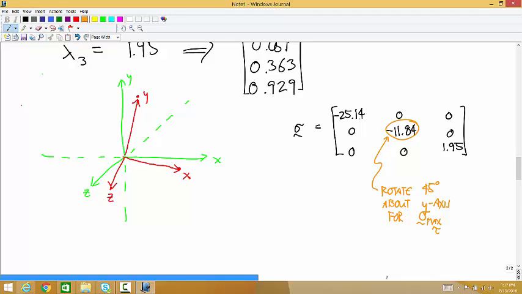So yes, you find the middle of the three eigenvalues. Sometimes if they're all negative, then the middle one's going to be negative, but you just find the middle of those three and then rotate 45 degrees around that axis. So the middle one is negative 11.84. That corresponds to what we're calling the y-axis, so we're going to rotate 45 degrees around the y-axis.